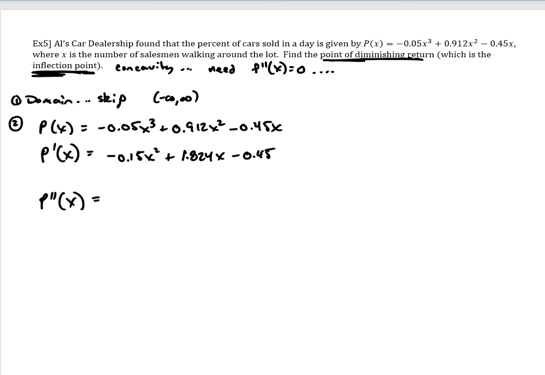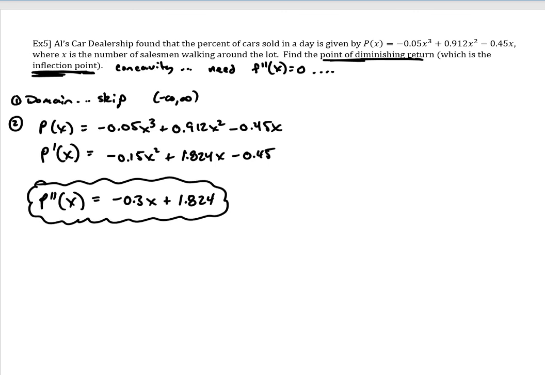So we want the second derivative. For the second derivative, the 2 would multiply that, and we'd get negative 0.3x, and that's it, since we minus 1 from the exponent on the x. And then the power rule for this portion is pretty nice. It's just 1.824, and then the derivative of the constant is 0. Okay, so this is the second derivative. Now I want to find my critical numbers, which is to set the second derivative equal to 0 and then solve. I can add that over to give me 0.3x equals 1.824.